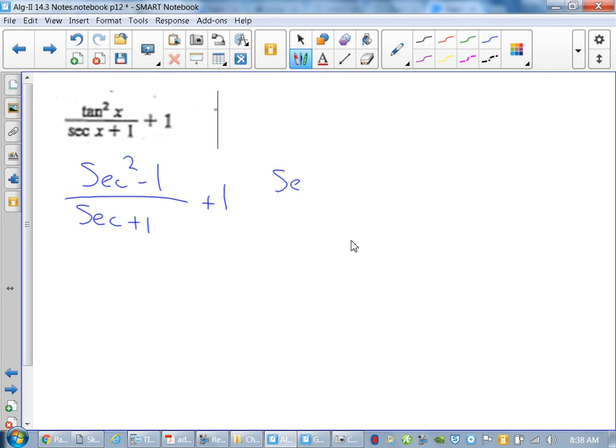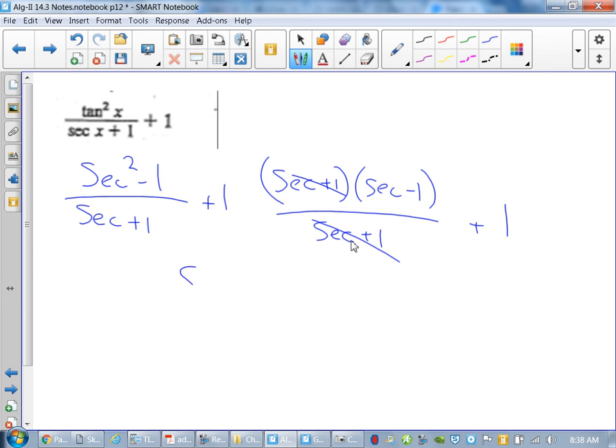So you get secant plus 1, secant minus 1 over secant plus 1, plus 1. Now, since these parts in the fraction are all terms, this goes away, like you were saying, and then you get secant minus 1 plus 1, which means you have a secant and you destroy it.